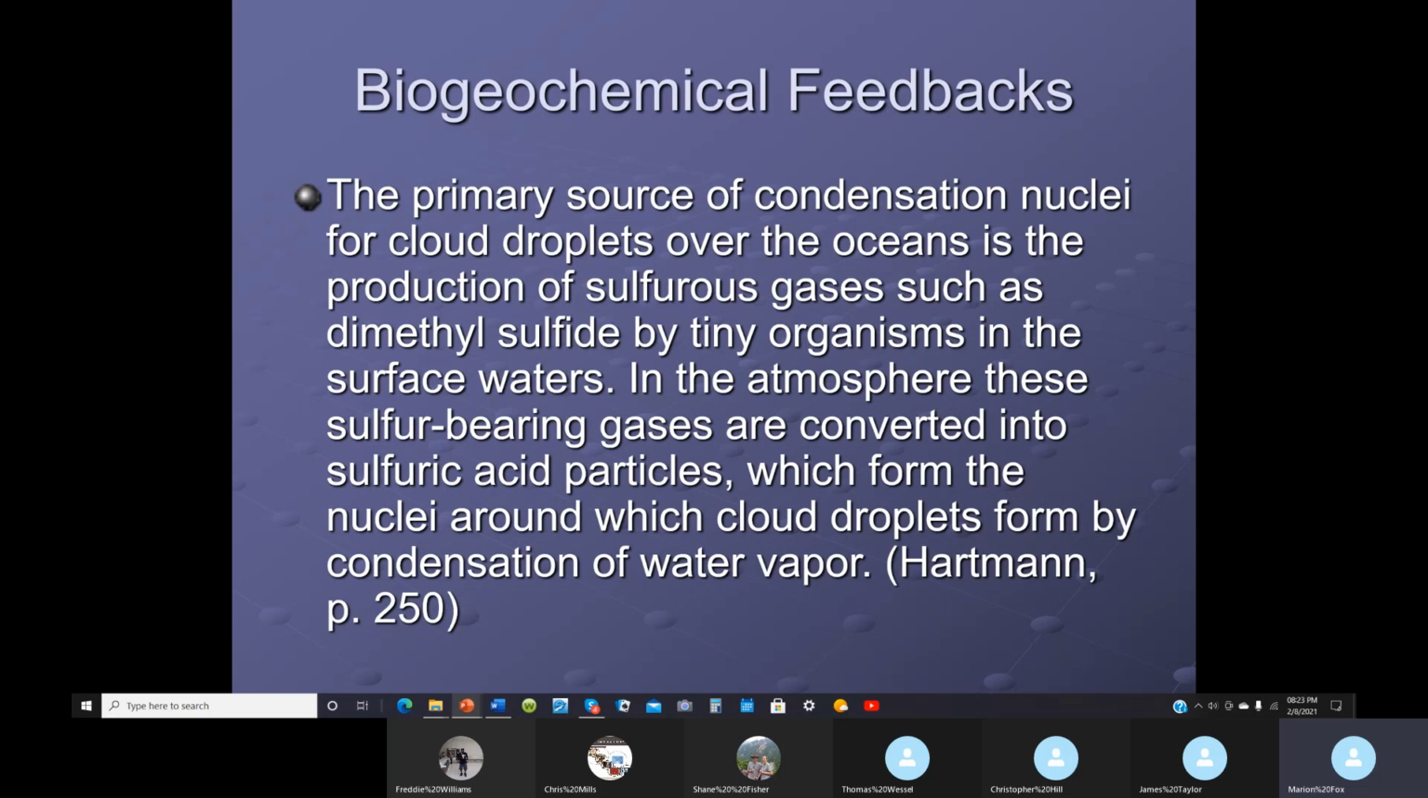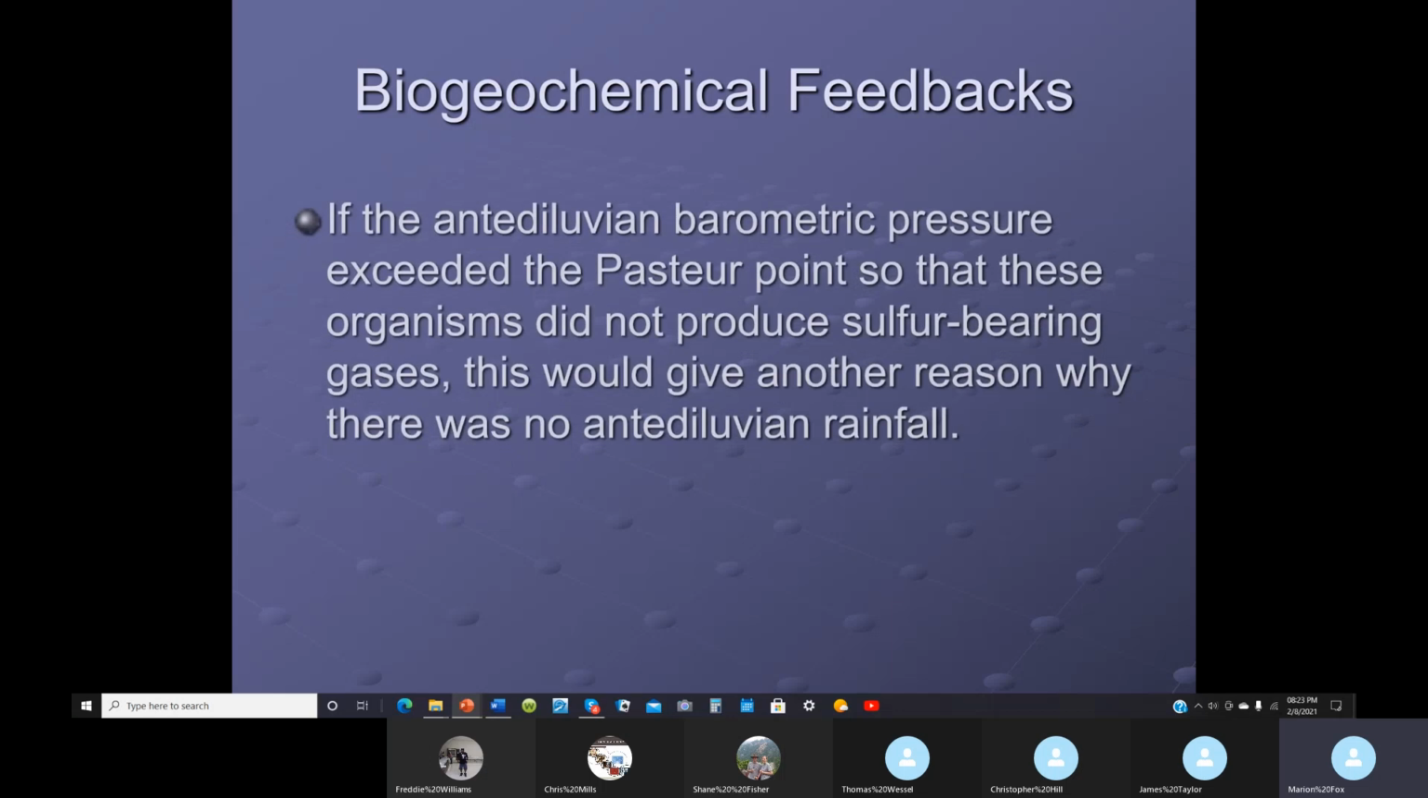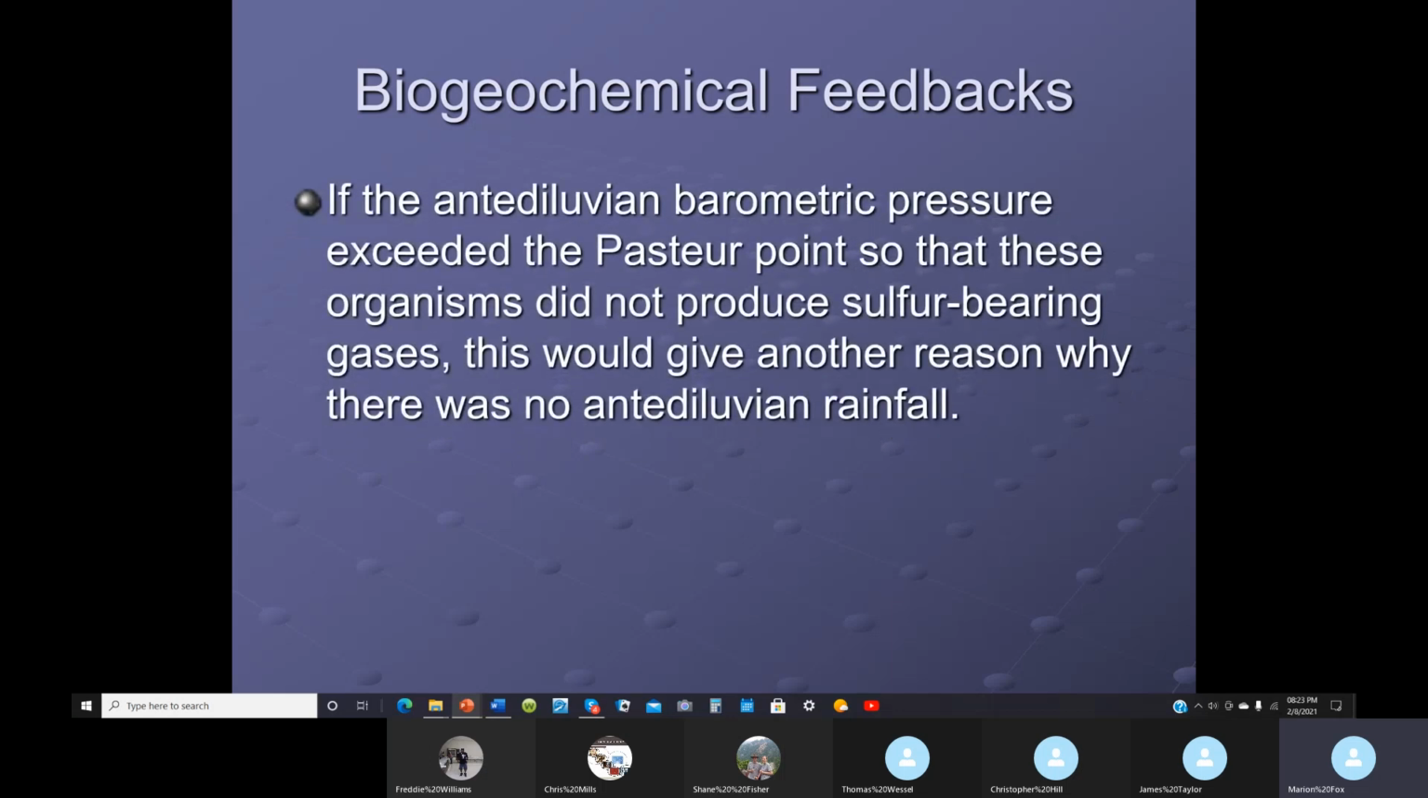Now, we've already talked about the Pasteur effect. If the barometric pressure changes, these organisms could very easily have not produced this dimethyl sulfide, because it appears to be produced as a result of being anaerobic. And so we get a situation here where we wouldn't have these produced. The antediluvian barometric pressure exceeded the Pasteur point so that these organisms did not produce sulfur-bearing gases. It gives another reason why we had no antediluvian rainfall.